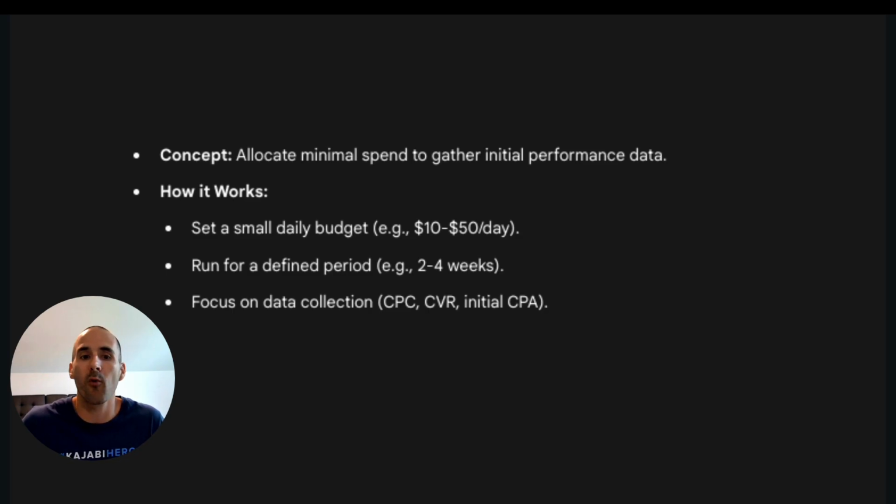And then you run it for a defined period. So let's say that's 2 to 4 weeks. And in this method, what you're focusing on is collecting data. So you want to get a feel for the type of cost per click that you're paying, see if you're able to get any conversions for the low daily budget. And once you do, you can pivot to another budgeting method. And my preference would be the 3rd one that we're about to go over.